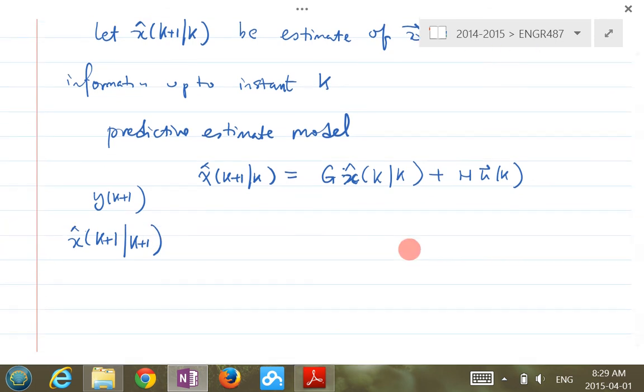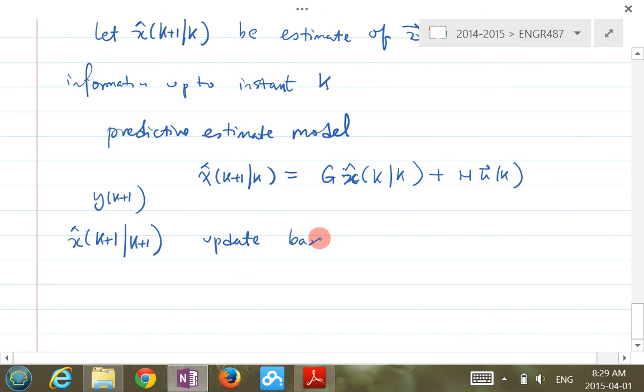So this will be an update based on the current measurement y of k plus 1. That's why it's called the current type of Kalman filter.